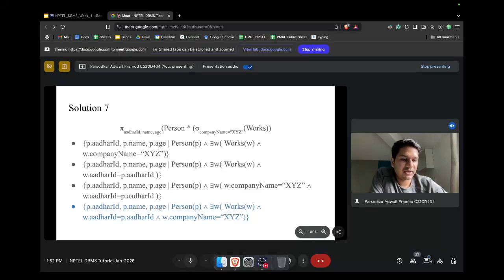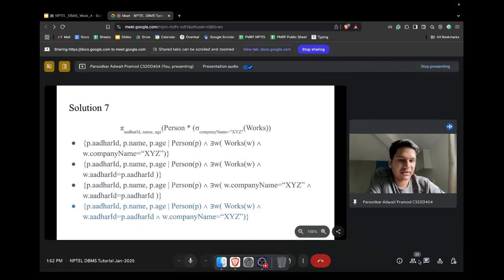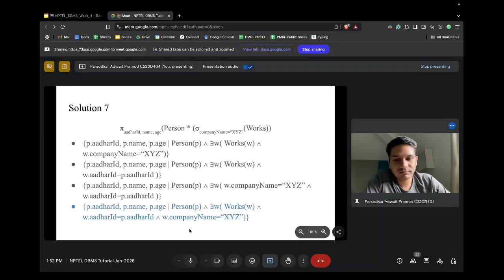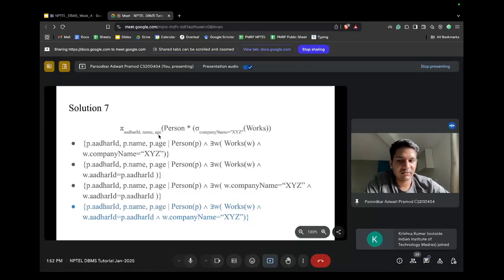Okay, now let me repeat this answer again and explain what there exists W means. So first of all, what is happening over here? I am looking at works and selecting a sub table of works. Okay, so I look at works and I select company name equal to XYZ. Then I do a natural join with person and project Aadhaar ID, name and age of the person in the resultant table. Okay, so when you're writing a TRC query, I would write p.aadhaar ID, p.name and p.age. So this is the output that I want.